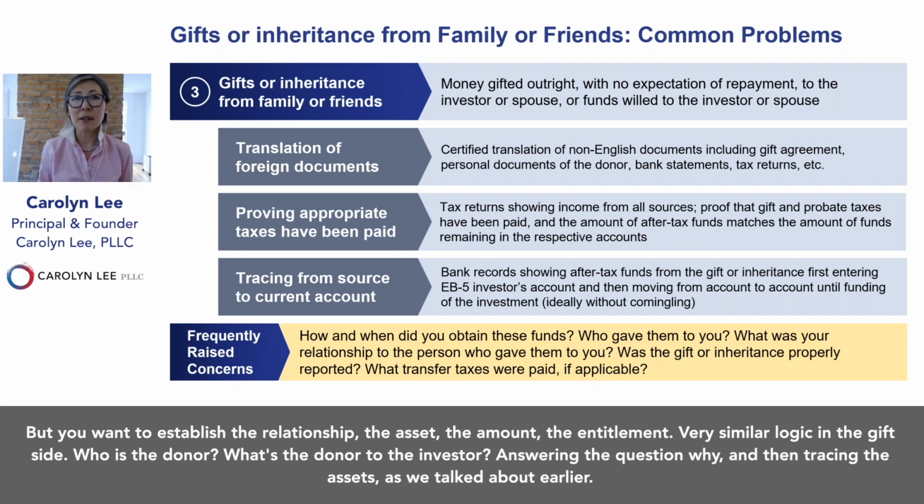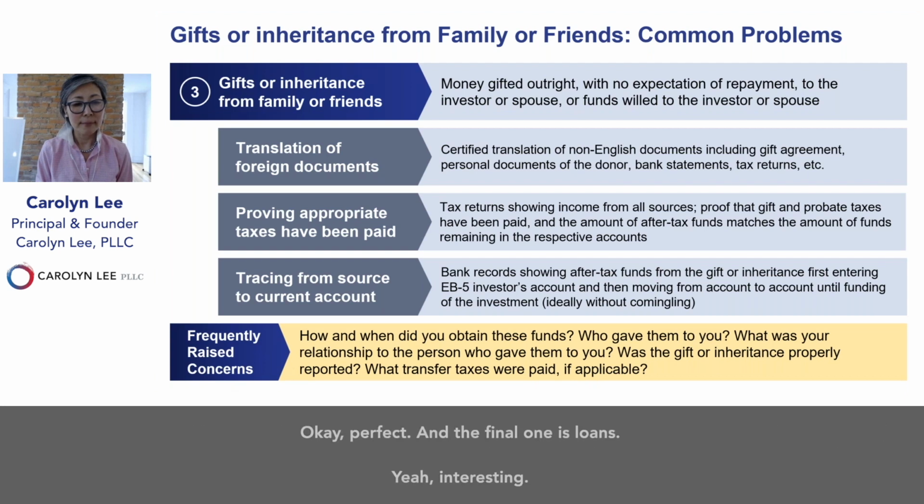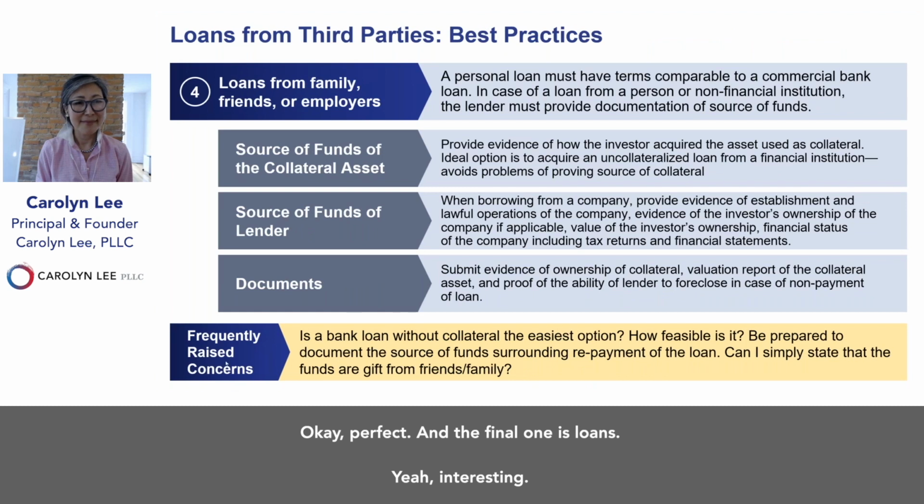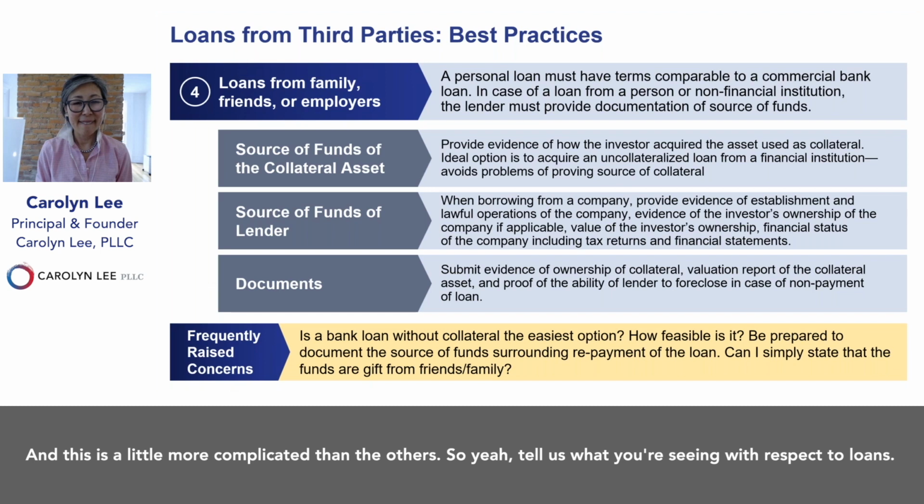Very similar kind of logic on the gift side. Who is the donor? What's the donor to the investor? Answering the question why, and then tracing the assets as we talked about earlier. Okay, perfect. And the final one is loans. Yeah, and this is a little more complicated than the others. So tell us what you're seeing with respect to loans.